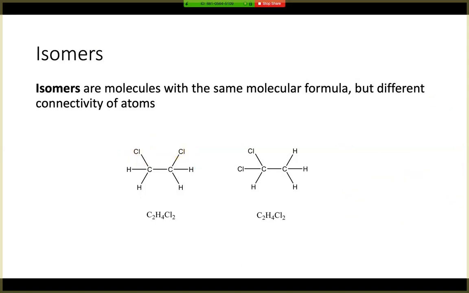So make sure you're keeping track of that in your head. Sometimes you have to manipulate things in space to see if, in your mind, it is the same molecule that I drew, or is it something different?